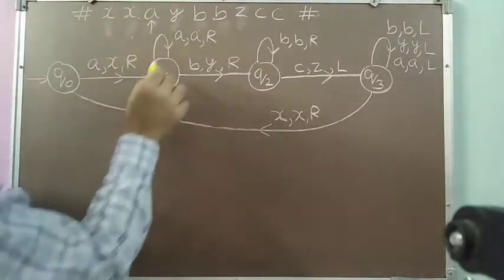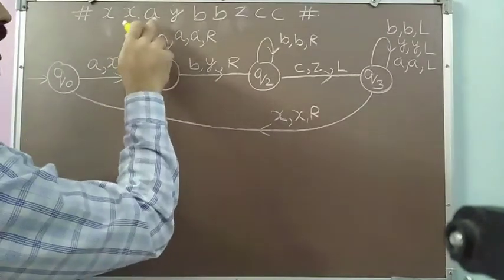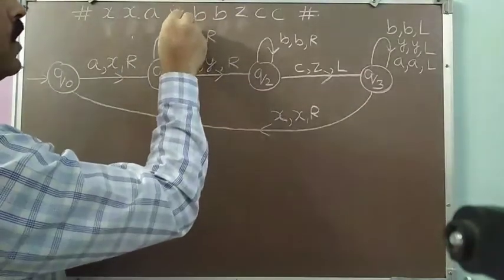Now I have come here and I have moved to the state Q1. In Q1 state, I am finding A. I will replace it by A and move one position right. So my read-write head will come here.